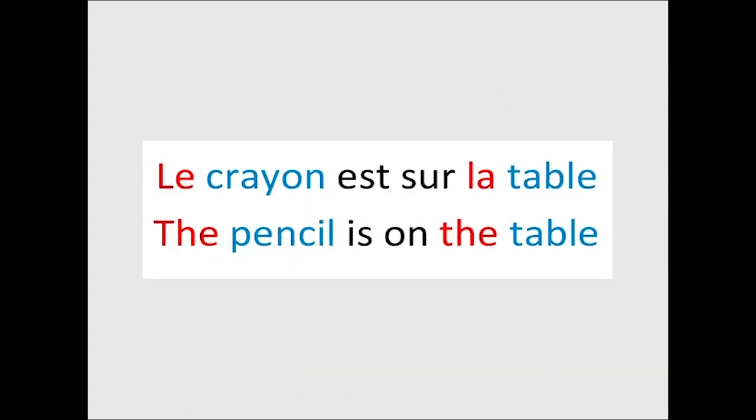Let us now make sentences with these words. Le crayon est sur la table. The English equivalence of this sentence is the pencil is on the table.